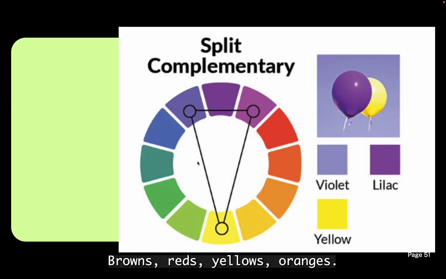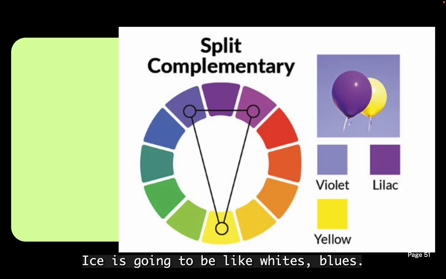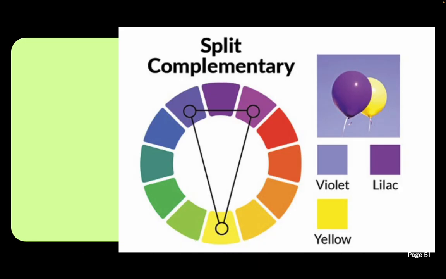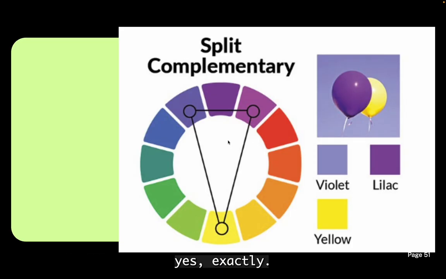Browns, reds, yellows, oranges. Think of fire. What colors are in fire? Yellow, red, orange. That's warm colors. Think of something cool, like ice. Ice is going to be whites, blues, greens. I can argue, look at the ocean. It's not actually blue, it's really green. Does that make sense as far as warm and cool? You're trying to take a picture that has those colors in it. Yes, exactly.